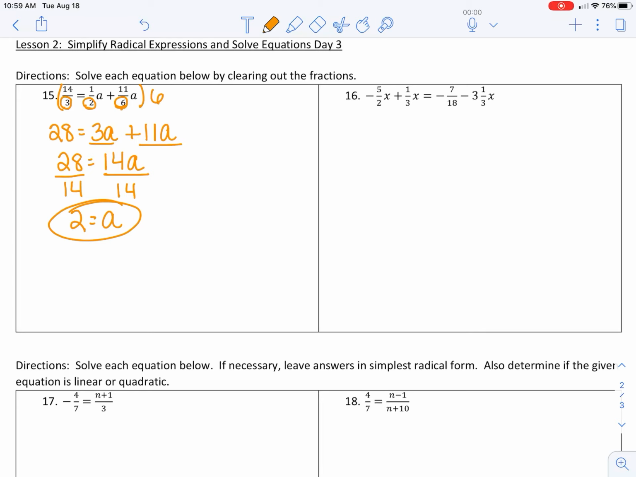All right. Then if we look at number 16, I have -5/2 as a fraction. I have 1/3 as a fraction, -7/8. And then I have 3 and 1/3. I don't want that. I want to get rid of this, and if you guys remember correctly on how to get rid of that 3 out front, make it an improper fraction, I'm just going to rewrite it here.